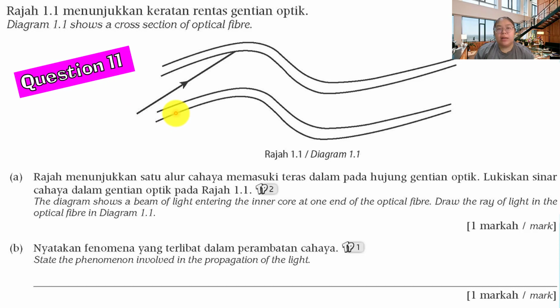Okay, after that we got 11. There's a light. Okay, this one is an optical fiber. So in the diagram, show the beam of light entering the inner core, one end of the fiber optic. You need to draw the ray. So this one, they're using the phenomenon of total internal refraction. So just show the diagram. The ray will be refracted in the tube.